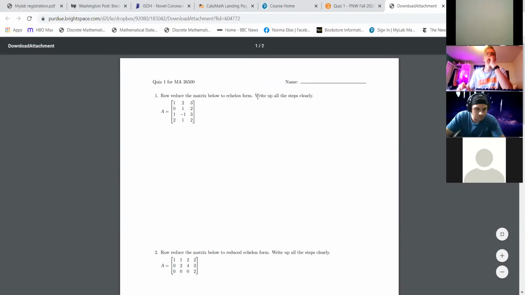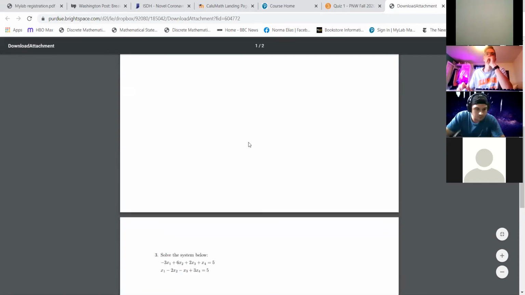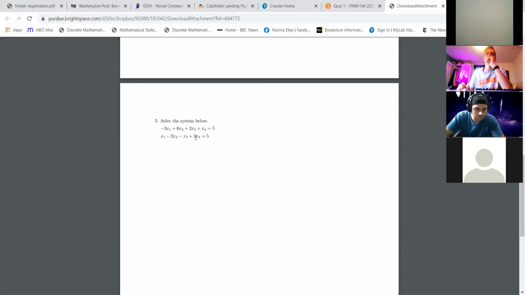I will judge you on writing the steps clearly. The second is row reduce to reduced echelon form. I gave it to you in echelon form, and I want you to do reduced echelon form. And the last question is solve the system. Make sure you tell me what the free variables are, what the basic variables are, and write the solution, all of it. When you're done, you upload into Brightspace and you hit submit. I will be with you during this time. Okay, get going.